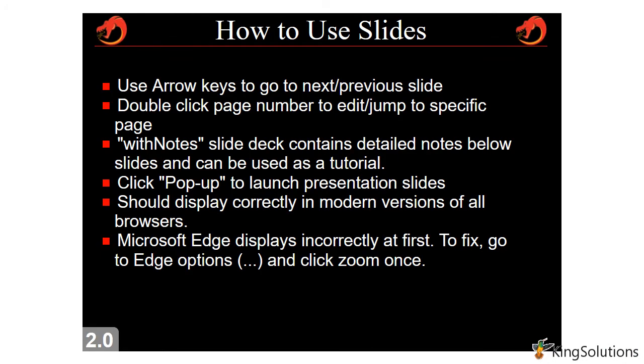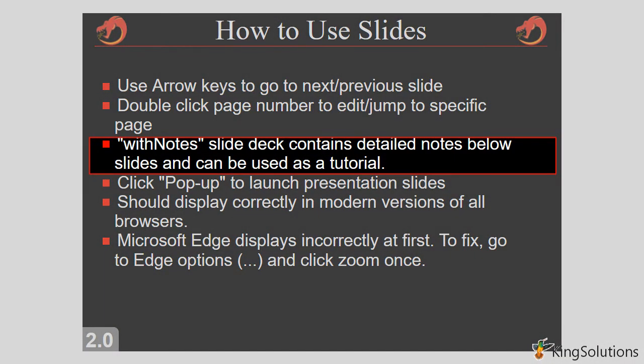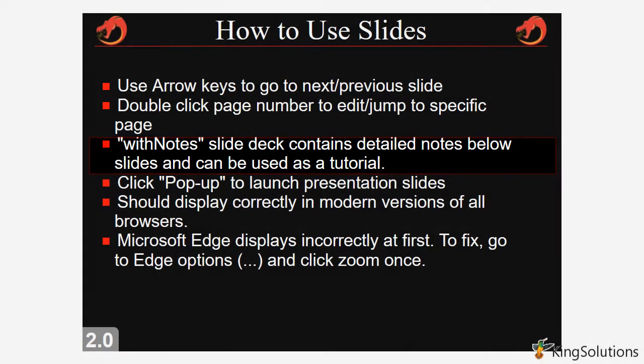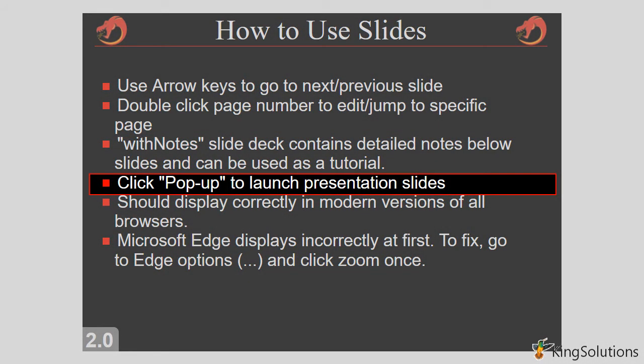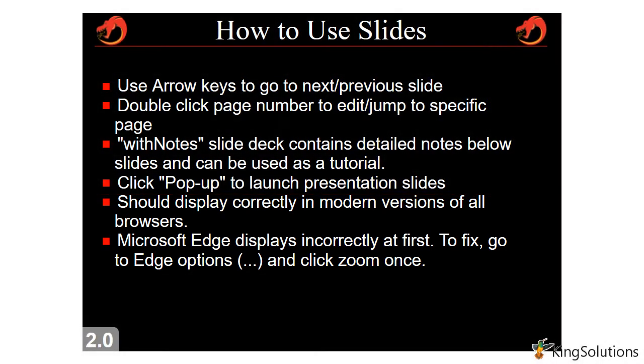How to use these slides. Use the arrow keys to navigate to the next or previous slide. To go to a specific page, double-click the page number, and enter the page number you wish to jump to. The with notes HTML file contains detailed notes below the slides. These can be used as a tutorial. To launch the presentation slides, click Pop-up. These slides should display correctly in modern versions of all browsers. Microsoft Edge may display the slides incorrectly at first. To fix this problem, go to Edge Options, and click Zoom once.